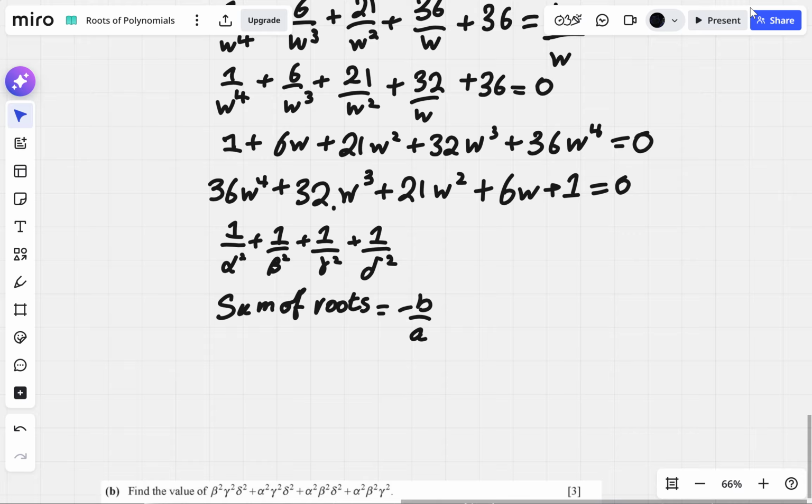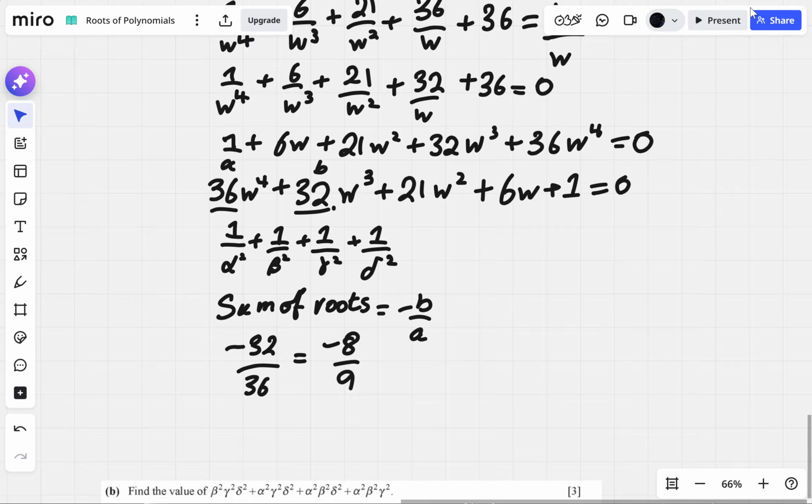So in our new equation, this is b and this is a. So let us write it as minus 32 over 36, which just becomes minus 8 over 9. This is the sum of roots of the equation, the one we just found.